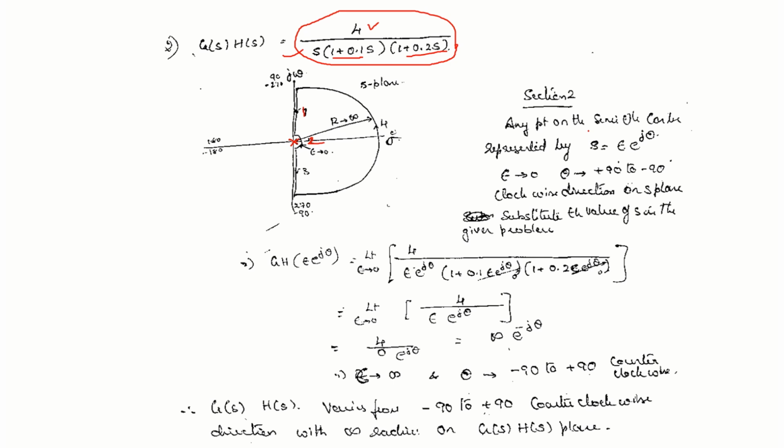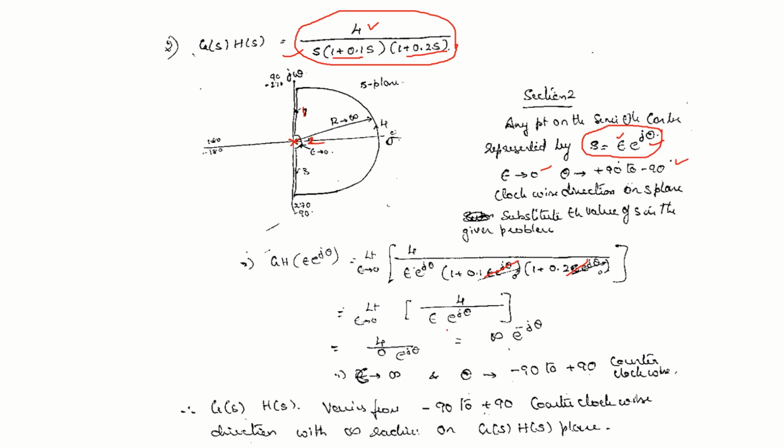Any point on the semicircle we can represent by a phasor, S is equal to epsilon e to the power of j theta. It represents magnitude, it represents angle. Theta varies from plus 90 to minus 90, and epsilon is tending to 0. Then we will substitute that value into this, and you will get G(s)H(s). Here compared to 1, epsilon is very small. I ignore this, I ignore this.